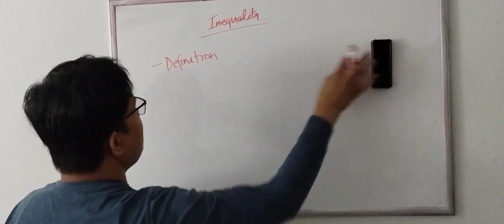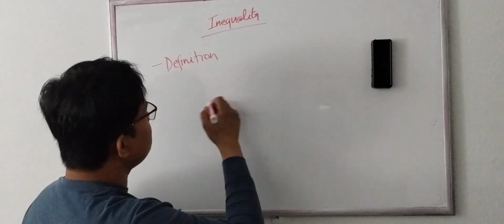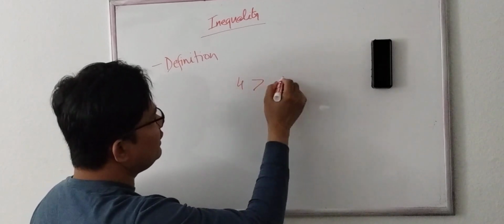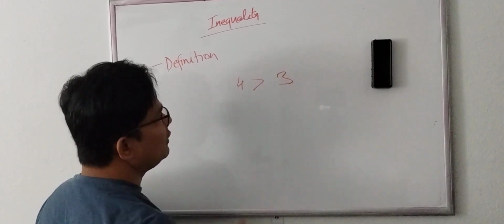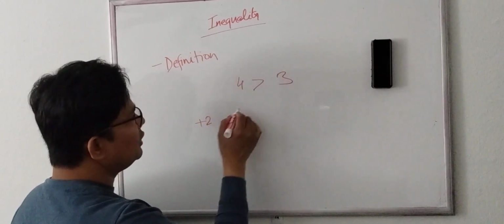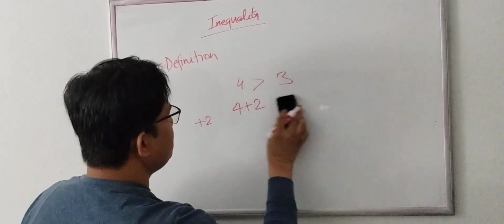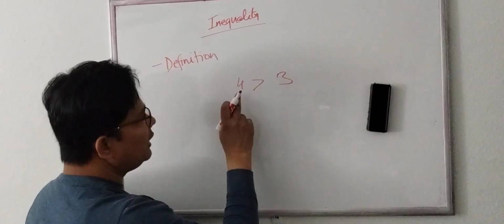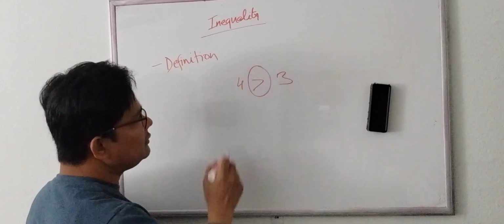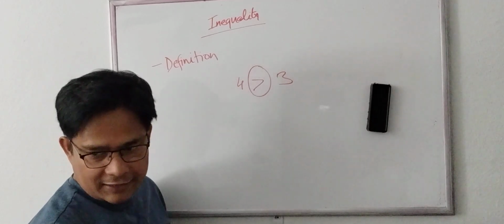So now let's go to addition. What happens if we add some number to an inequality? Let's say we have 4 greater than 3. Now we want to add some positive number, let's say plus 2. Will the relation change or not? Before writing, tell me: if I add 2 to this side and 2 to this side, will the sign change? Will it be less than or greater than? It will not change if you add.